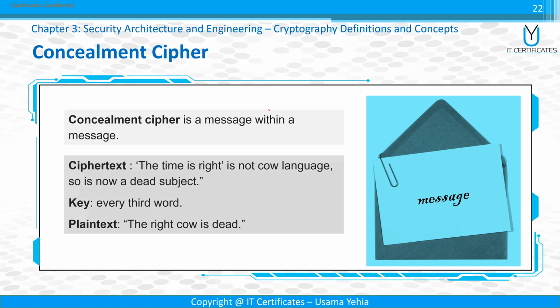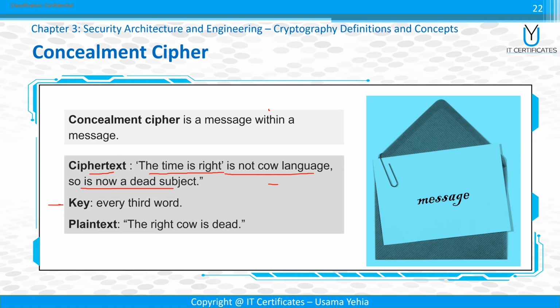The cipher text, the message which I receive, is not in a readable language, so it is a dead subject. What is this? I don't understand anything. Yes, this is the target. This is the cipher text we mentioned. If you capture the text, you should not be able to read it.